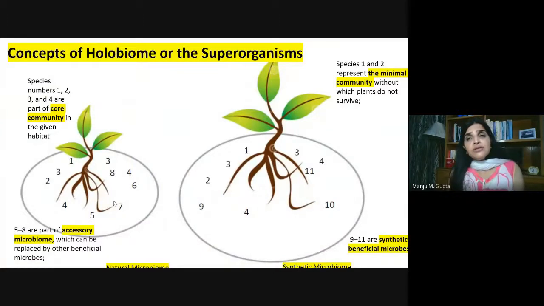So after having understood all this, we still had a lot to go, and there are certain concepts I thought it makes sense to explain, before I show you actually how we analyze these data and infer meanings out of them. One is core community. First, talking about the terms, the first term we must understand by now is holobiome. What is holobiome, or the superorganism?